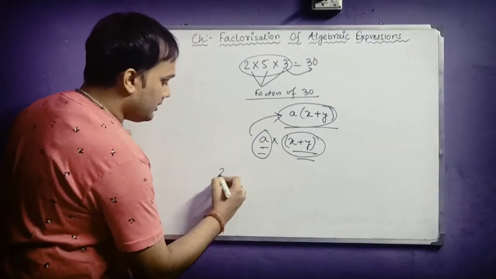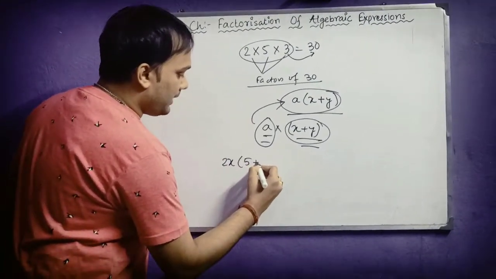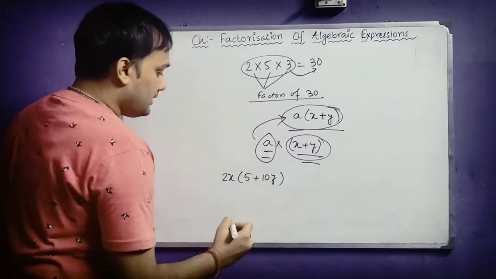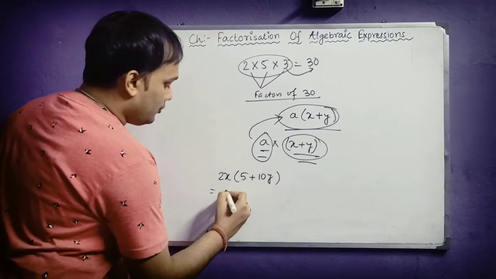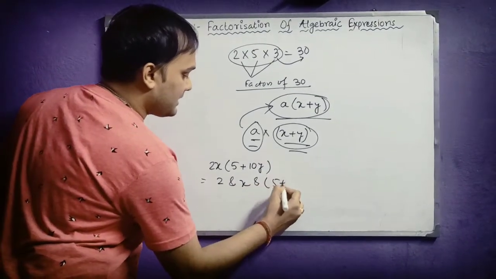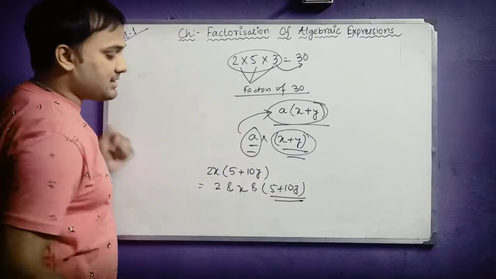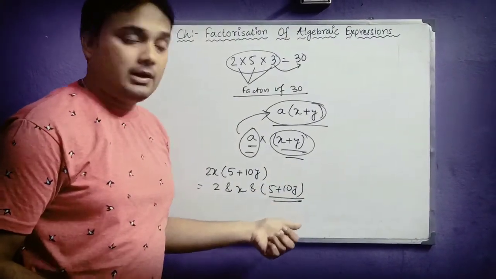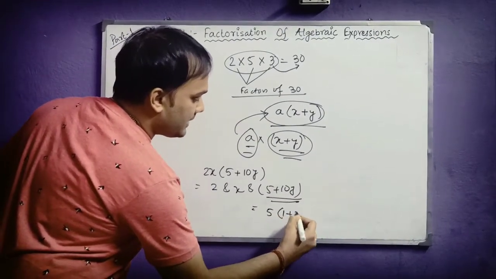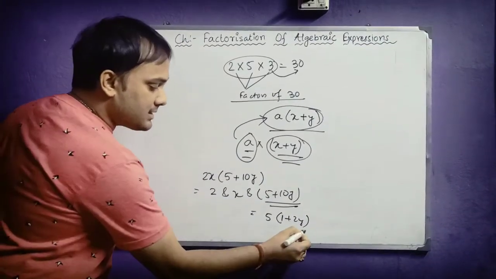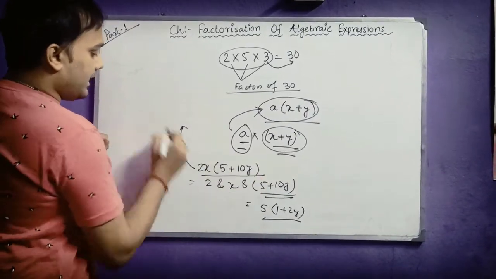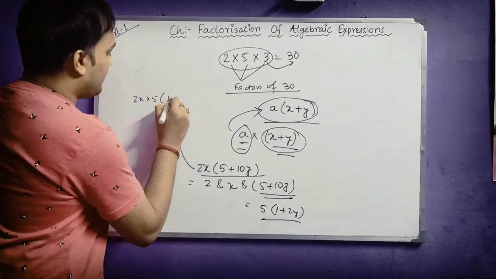Suppose I give you 2x into 5 plus 10y, just pay your attention here very nicely. You can say that 2 is a factor, x is a factor, and 5 plus 10y is also a factor. But see, this 5 plus 10y is not in a completely reducible form. If I take 5 common, it will be 5 into 1 plus 2y. Now you can say that this is completely reducible form. So I can write this as 2x into 5 into 1 plus 2y.